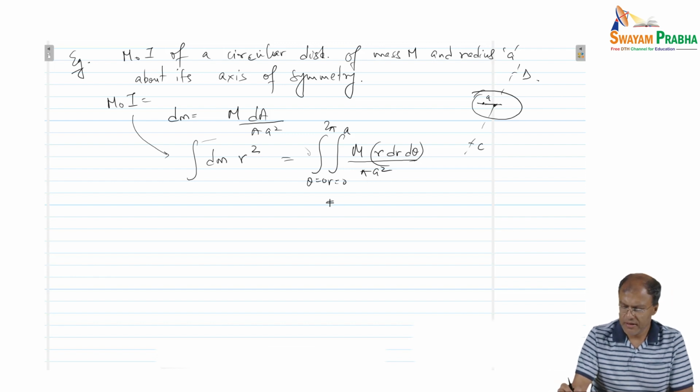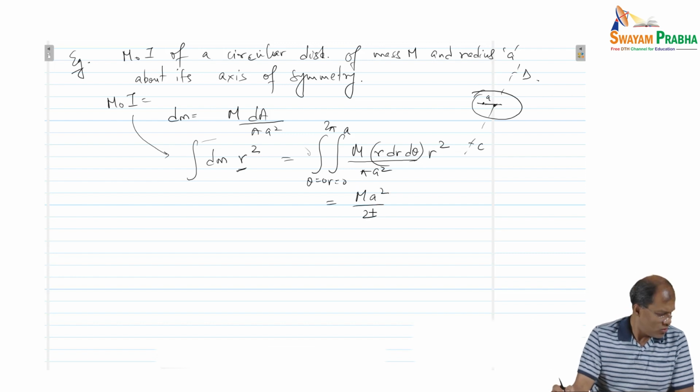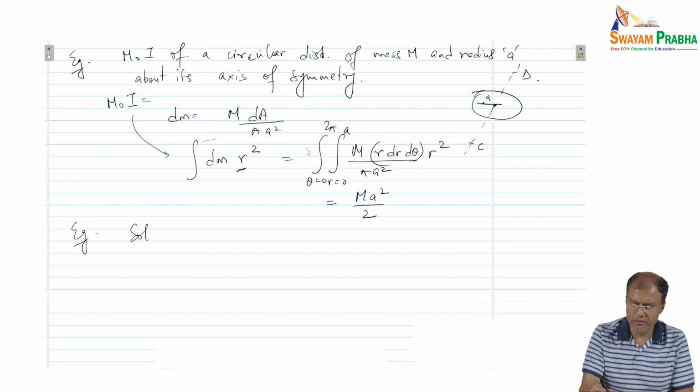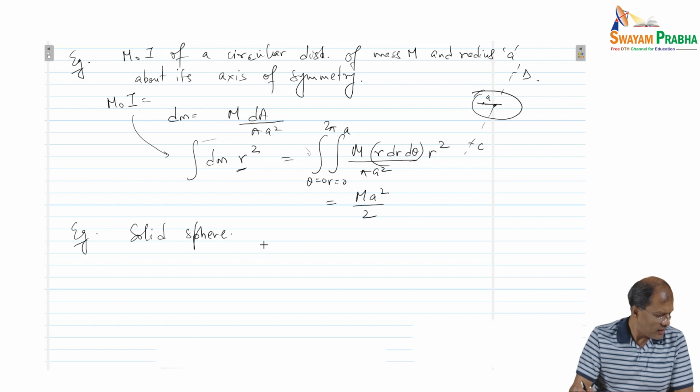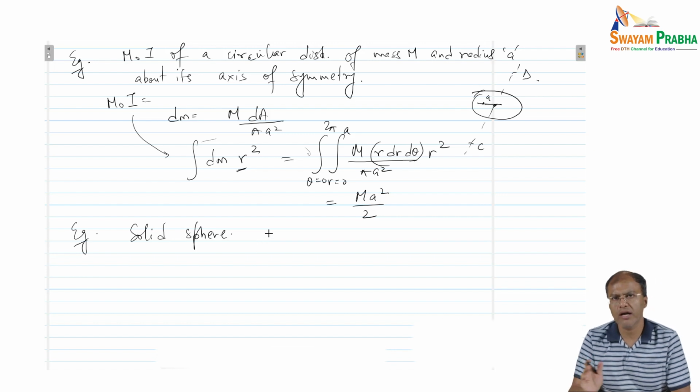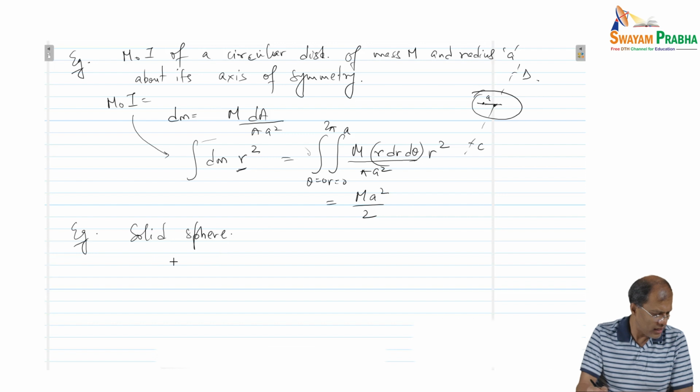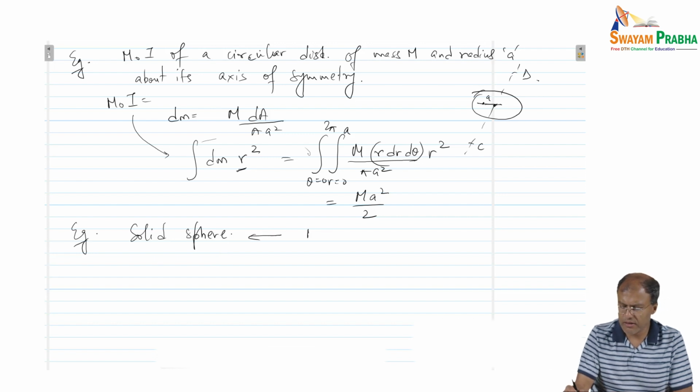We integrate everything and we see that the final answer comes out to be, well, I think we have missed an r square. So we also have an r square sitting here. The final answer comes out to be m a square by 2. Okay, similarly, if we want to find that of a solid sphere, this time we will be involving a triple integral because we will have mass per unit volume, and the integration will involve integration over the solid angles theta and phi. And once we do that, we are going to arrive at the answer that the moment of inertia of a solid sphere is 2 by 5 m a square.